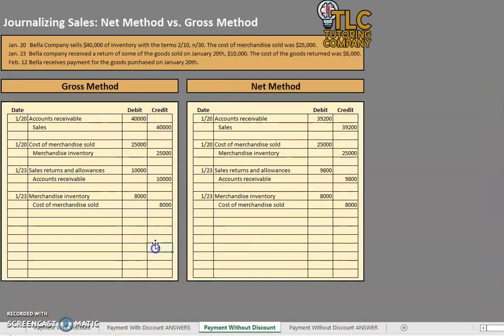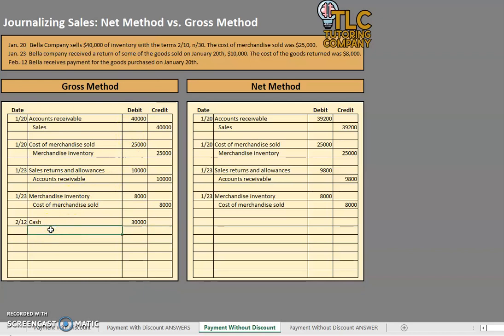Now that we've taken a look at what it looks like if they pay within the discount payment period, let's go ahead and change that just slightly. Let's assume that instead of paying on, I believe it was January 28th in the other one, let's assume that they pay after the discount period. So they are not going to be receiving a discount. If that is the case, then Bella is going to record again cash received. In this case, they are not eligible for the discount because they paid after the 10-day window. So they are going to be receiving the full $30,000 that they are owed.